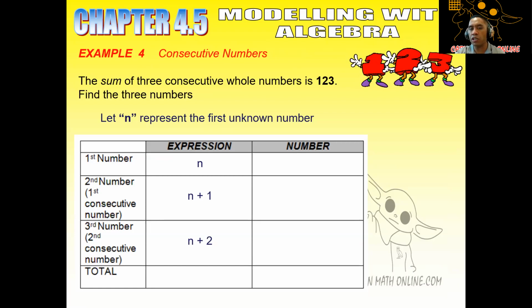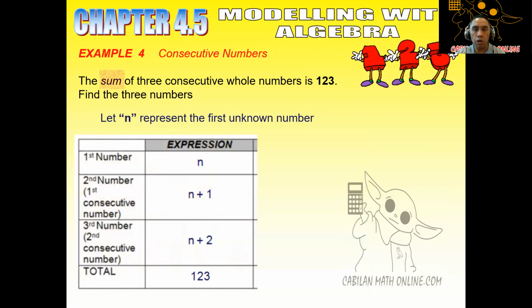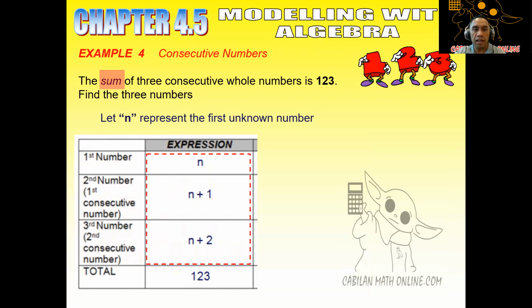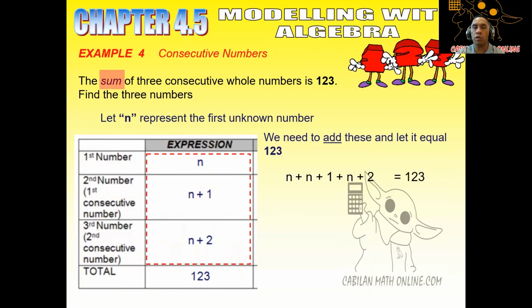So we have the 3 expressions for the 3 numbers that we don't know yet, but we do know that the 3 expressions add up to 123. So what we need to do, much like the first and the third example for today, is take those 3 expressions and set them up to equal 123. So we're going to take the N, add N plus 1 to it and N plus 2 to it, and let it equal 123.